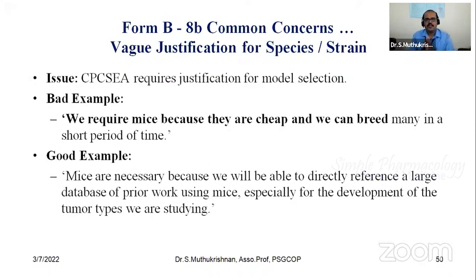The next one is species and strain. As I said, from the animal procurement itself, you have to mention which kind of species and which kind of strain. Based upon your studies, you have to choose what you mention in part 7.